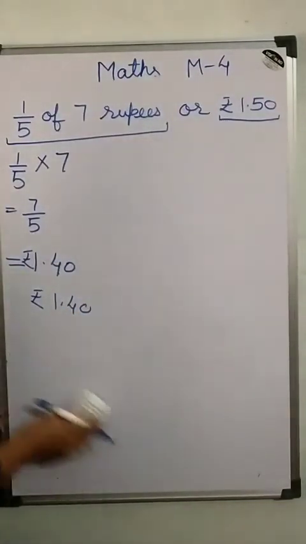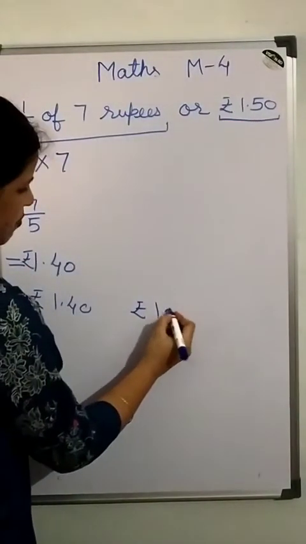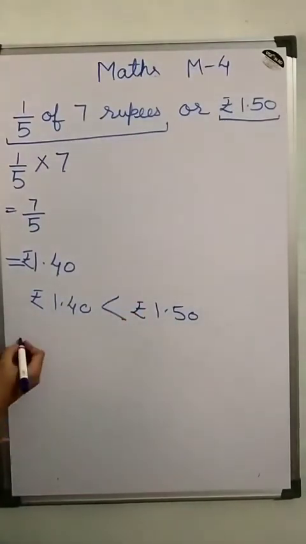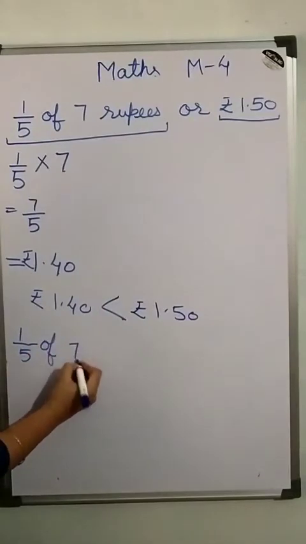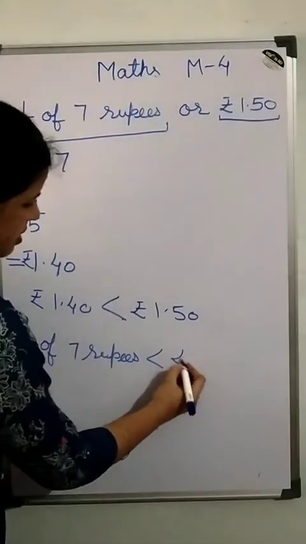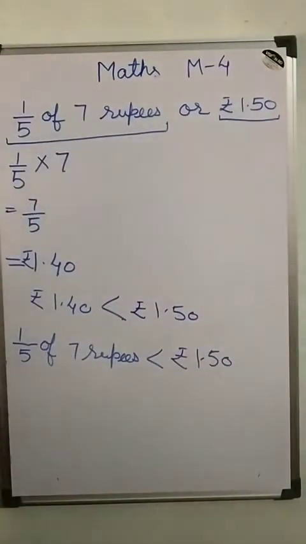So this is rupees 1.40, and here it is rupees 1.50. So which one is bigger? This one is bigger. So in this way you can write 1 upon 5 of 7 rupees is smaller than rupees 1.50. In this way you can compare two terms. Now let's take one more example.